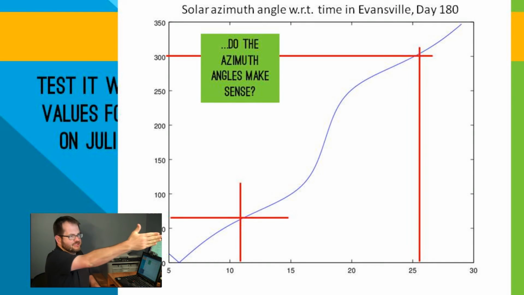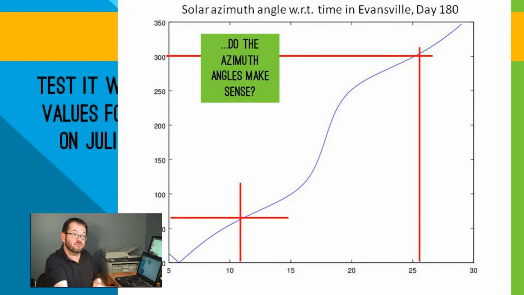So if north is this way, 60 degrees is not quite to the east, but a little north of east, which is right. In the summer, the sun should rise north of east. And the sunset is at 300 degrees. If 270 is west, 300 is a little bit north of west. That also makes sense. In the summer, the sun should set north of west. So I think we have the correct angles there.